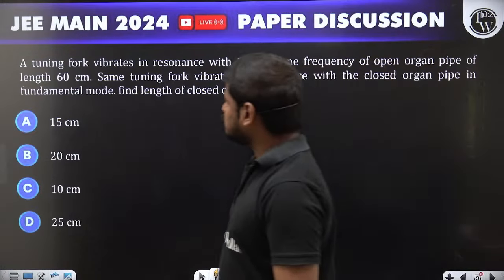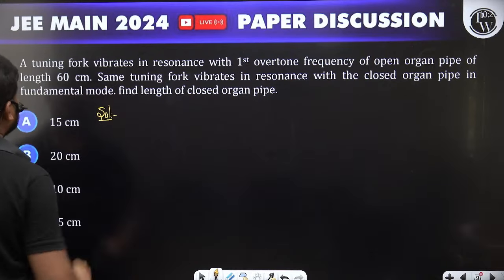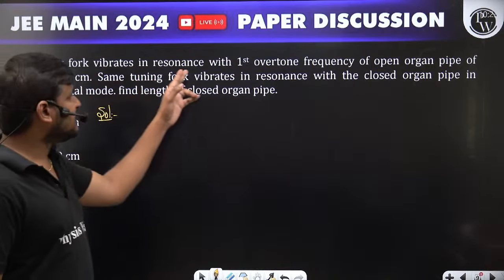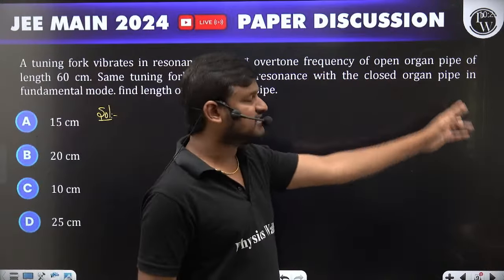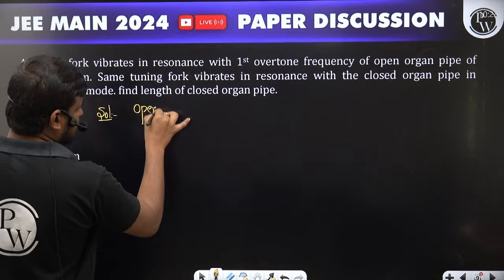Chalo. So the next question. A tuning fork vibrates in resonance with the first overtone frequency of an open organ pipe. So the first one, it's an open organ pipe.